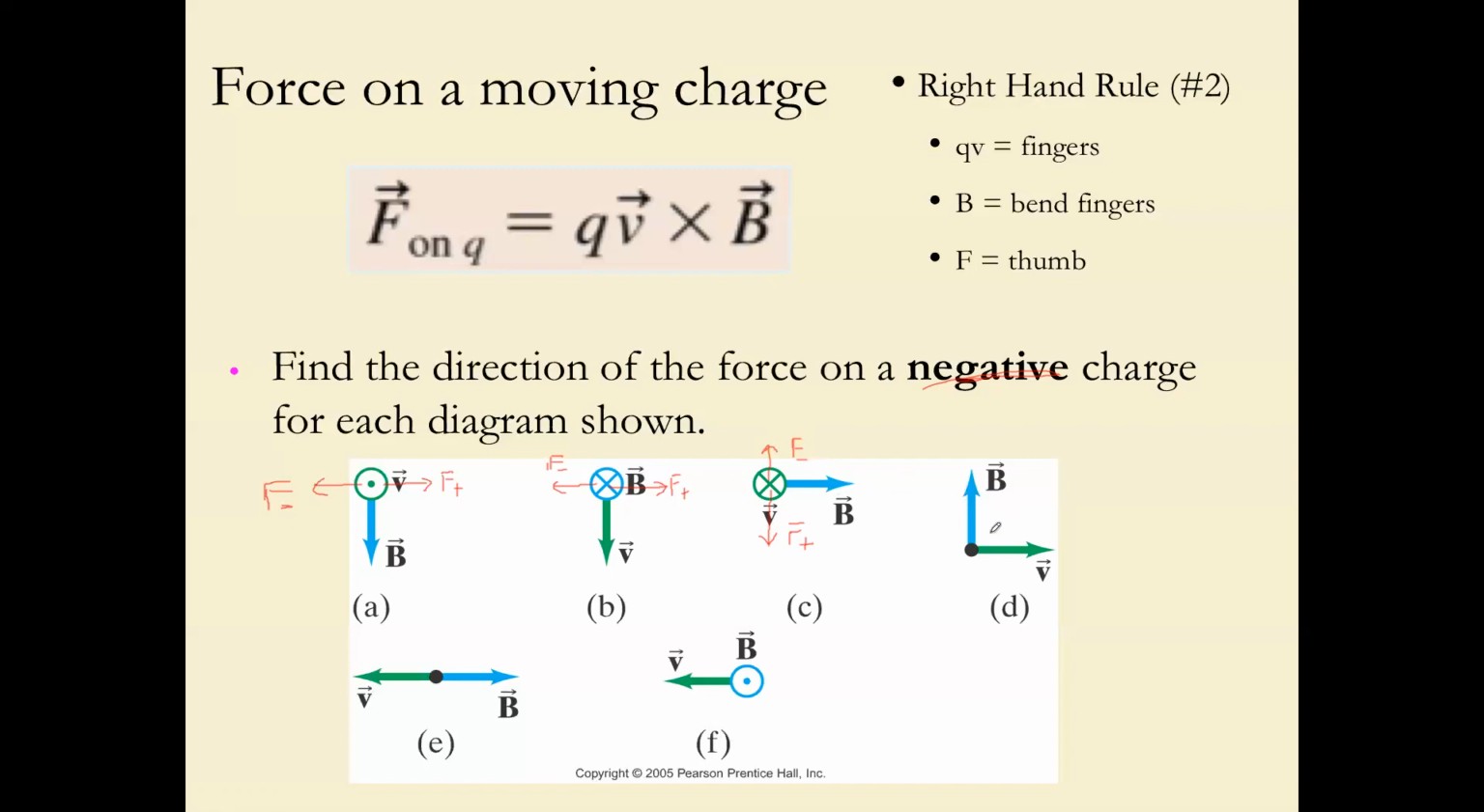And in the fourth one, put your fingers in the direction of V, and the magnetic field is upward, right? So bend your fingers in the direction of the magnetic field, which is upward, and then your thumb will show you F is out of the page. F plus, for a positive charge, is out of the page. So for a negative charge, it will be into the page.